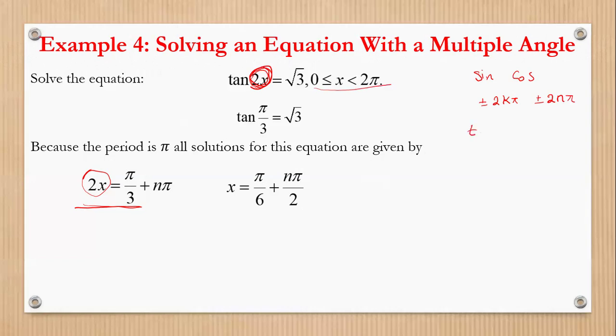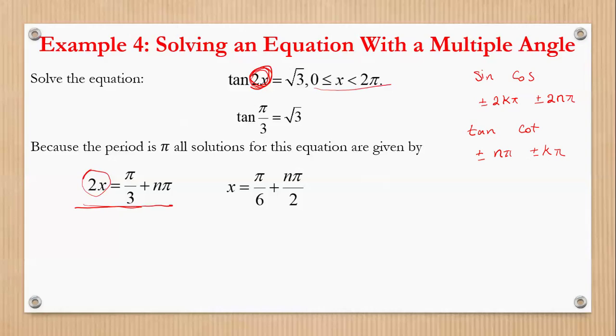But for tangent and cotangent, since the period of the tangent and cotangent is just pi, we just have to add or subtract n pi or k pi. We put 2k pi and 2n pi for sine and cosine because the period of sine and cosine is 2 pi. So we say that 2x, or our angle, must be pi over 3 because the tangent of pi over 3 is root 3, plus n pi.